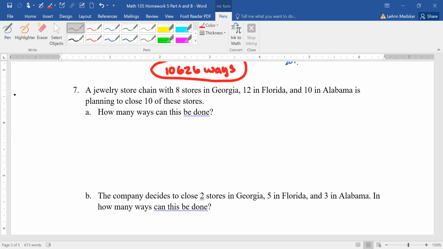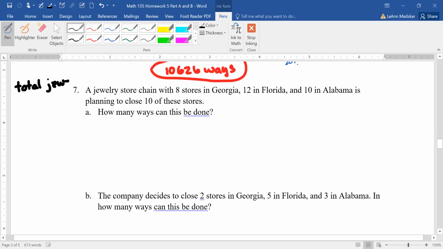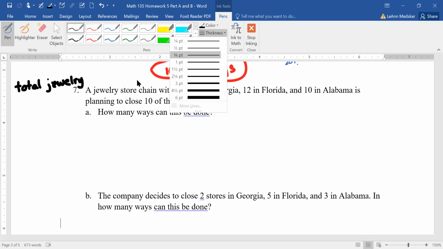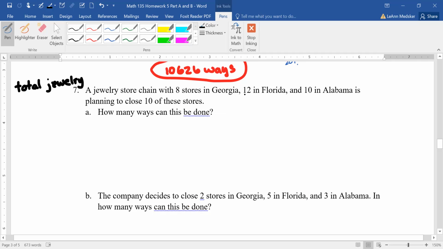Well, it's important to know total jewelry stores, because if we're going to do no restrictions at all, just how many can they close, we need to know how many jewelry stores we have in all. So 8 and 12 is 20 plus 10 is 30. So there are then 30 stores, and those are broken down into 3 different states. So if we don't care which states they close them in for this first question, they had no restriction, that would just be 30 choose 10. And again, closing them in a specific order should not matter.